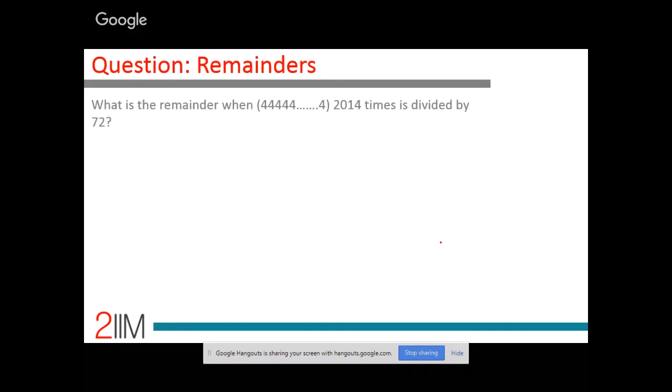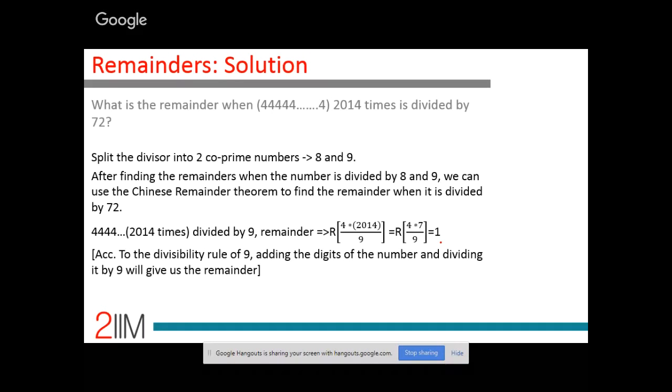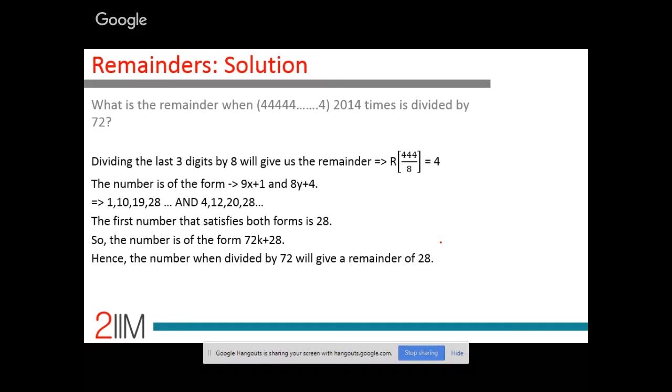Starting point is to say 72, 8 into 9. Let me find the remainder on division by 8. Let me find it on division by 9. And then I'll worry about the rest later on. On division by 8, what's the remainder? So this number is of the form 8k plus 4, that we know. On division by 9, it is of the form 9l plus 1. So once we have that, good. So it's of the form 9l plus 1 and 8k plus 4.